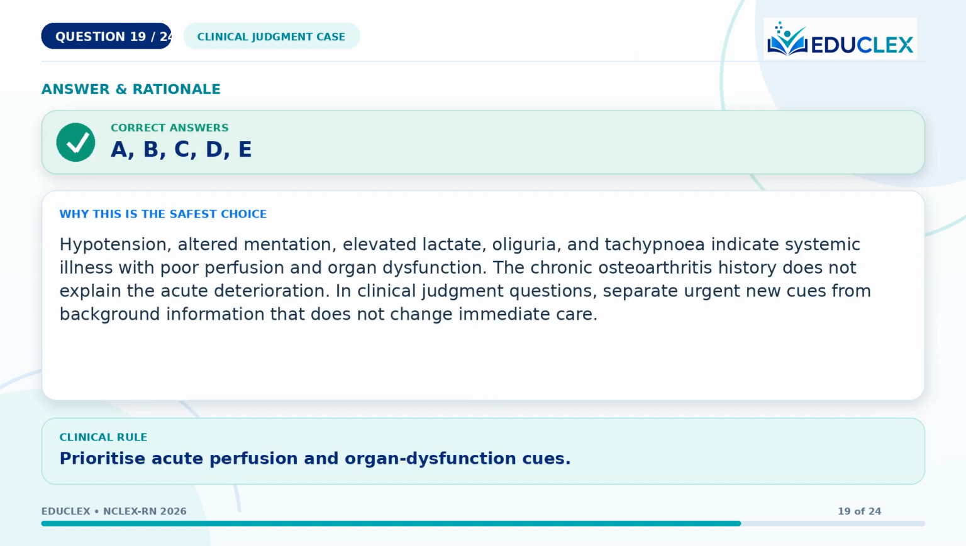The correct answers are A, B, C, D, and E. Hypertension, altered mentation, elevated lactate, oliguria, and tachypnea indicate systemic illness with poor perfusion and organ dysfunction. The chronic osteoarthritis history does not explain the acute deterioration. In clinical judgment questions, separate urgent new cues from background information that does not change immediate care.